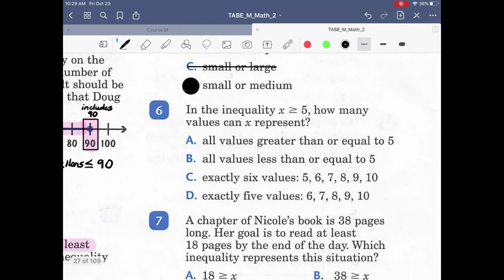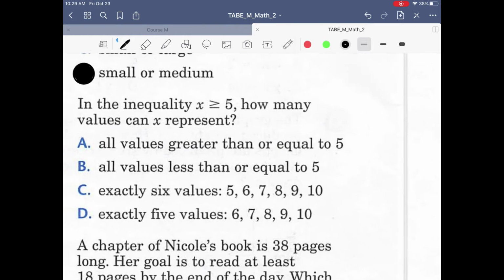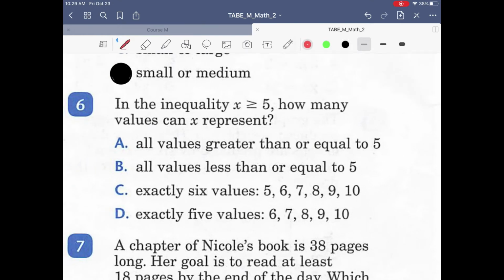Number 6. In the inequality x is greater than or equal to 5, how many values can x represent? So again, I want to see a graph of this one. Just sketch yourself a picture. Put your 5 on there in your circle. And x can be anything above 5 or 5 itself. So you want to make sure that you include the 5.